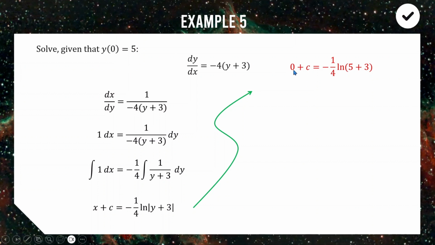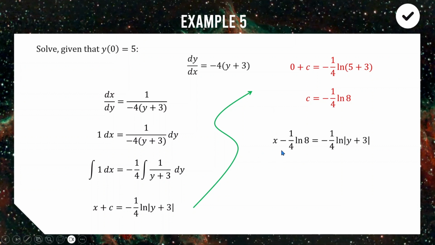So let's dive in and say, if x is equal to 0, y is equal to 5. So on the left-hand side, I've got 0 plus c. On the right-hand side, I have negative 1/4 log of 5 plus 3. That gives me c as a value of negative 1/4 log of 8. And now I can put that back into my solution over here, and then I can try and tidy things up and make y the subject just for a bit of fun.